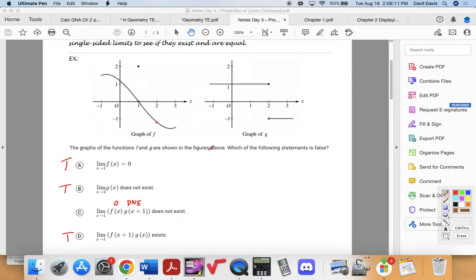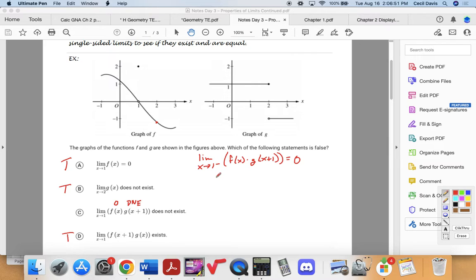So here's what we're going to do. We're going to take the limit as x approaches 1 from the left of f of x times g of x plus 1. As x approaches 1 from the left, what does f of x approach? I heard one person say it. 0. I like getting lots of people to say things.